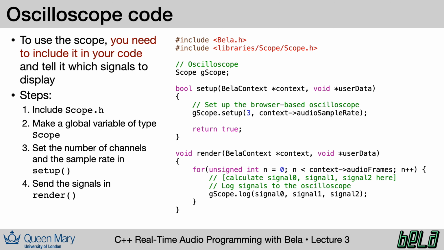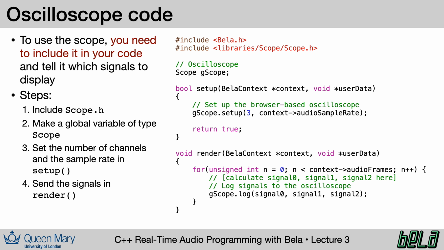To use the Bela oscilloscope in your code, you need to include the scope library. The steps are using the #include statement to include scope.h into your source file. You need to make a global variable of type scope. You need to initialize that variable in your setup function, telling it how many channels there are and what the sample rate is.